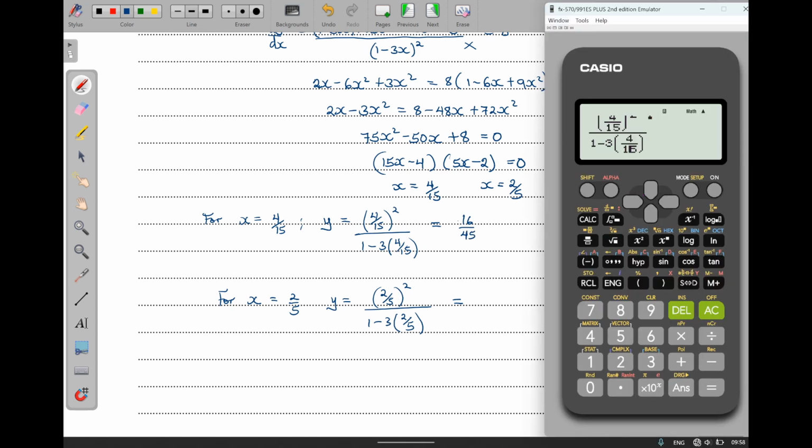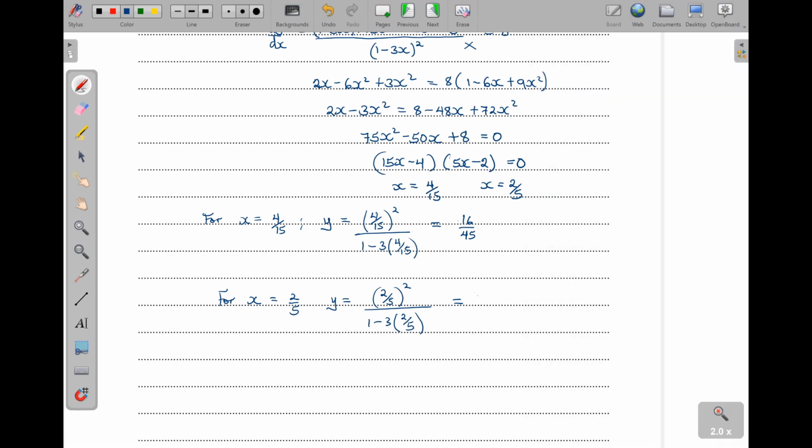So I'll come here, wherever there is 4 over 15, I'll put 2 over 5. Even up here, 2 over 5. So go up and change that. So it gives us negative 4 over 5. Negative 4 over 5. Now I can write my coordinates as 4 over 15 and 16 over 45.